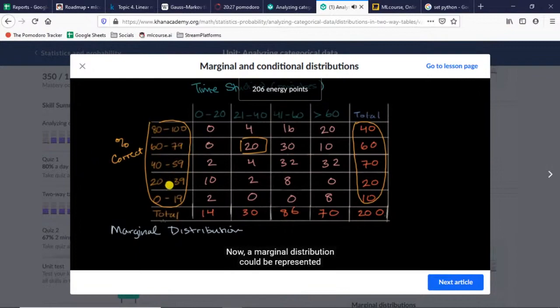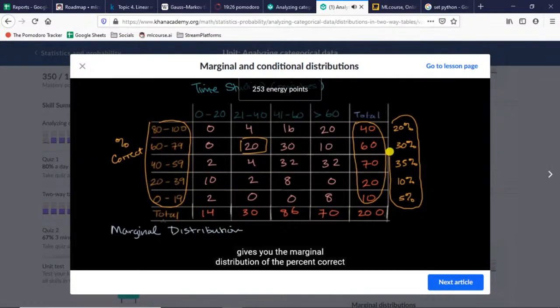Now, marginal distribution could be represented as counts or as percentages. So if you represent it as percentages, you would divide each of these counts by the total, which is 200. So 40 over 200, that would be 20%. 60 out of 200, that'd be 30%. 70 out of 200, that would be 35%. 20 out of 200 is 10%, and 10 out of 200 is 5%. So this right over here, in terms of percentages, gives you the marginal distribution of the percent correct based on these buckets. So you could say 10% got between a 20 and a 39.